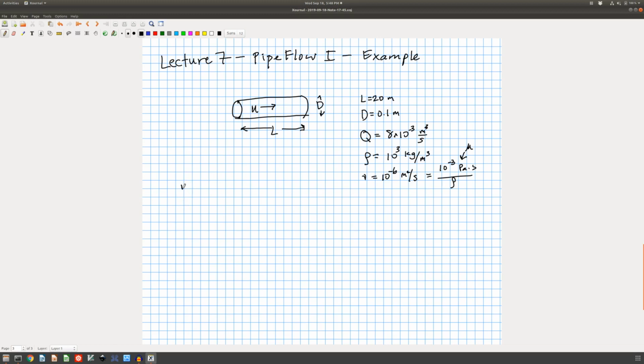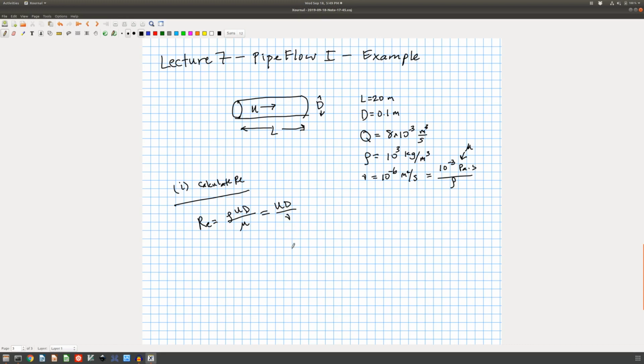In part one, what we're going to do is calculate the Reynolds number, Re. That's always going to be the first step in these problems. The Reynolds number is rho U D over mu. Or in this case, since we don't have mu, we have nu, the kinematic viscosity, so we'll have U D over nu.